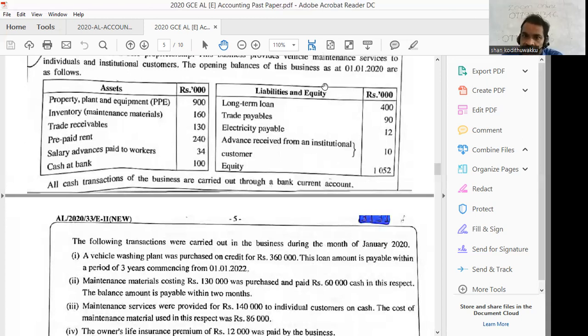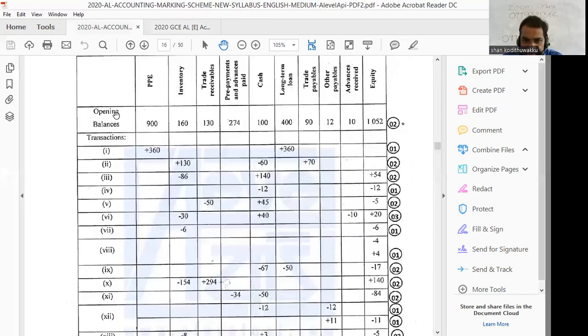Right. Then I will use the answer which is available in the marking scheme. Then I'll explain the answer. Here, opening balances: 900 PPE, inventory 160, trade receivable 130, 274 prepayments and advances paid. That means addition of 34 and 240. Cash 100, long-term loan 400, trade payables 90, other payables 12, advances received 10, equity 1,052.